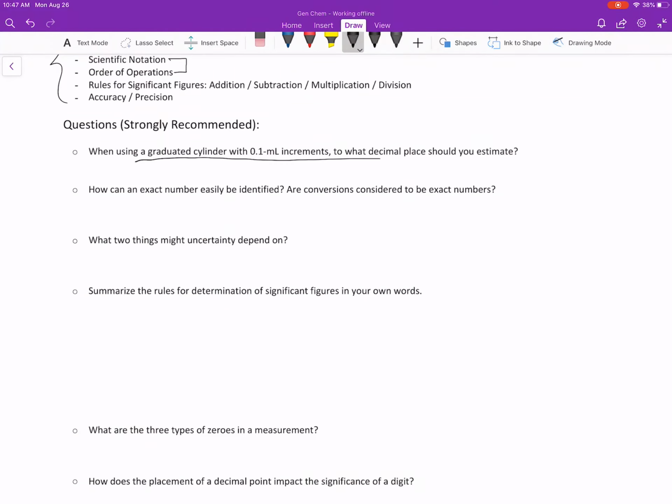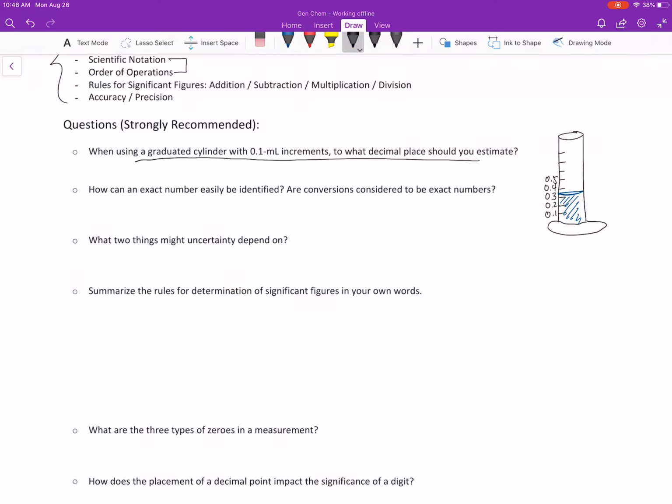So I am going to go over this question because it's an important lab skill. So if we have a graduated cylinder and it has, let's say, I'm going to draw it first. And say that it has 0.1 increments. So 0.2, 0.3, 0.4, 0.5, and so on and so forth. And let's say that we want to determine the amount of water that is in the graduated cylinder when it is about this full. Okay.